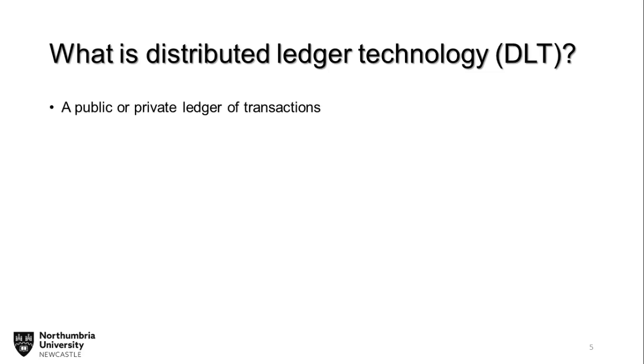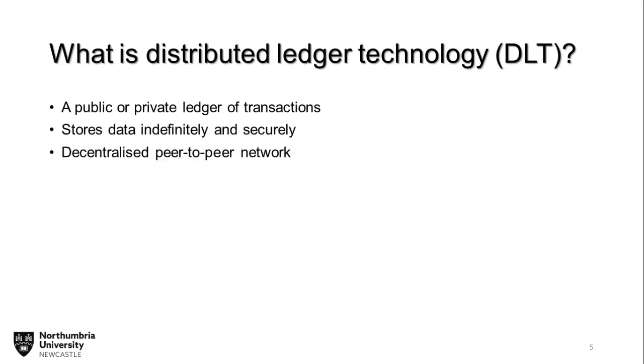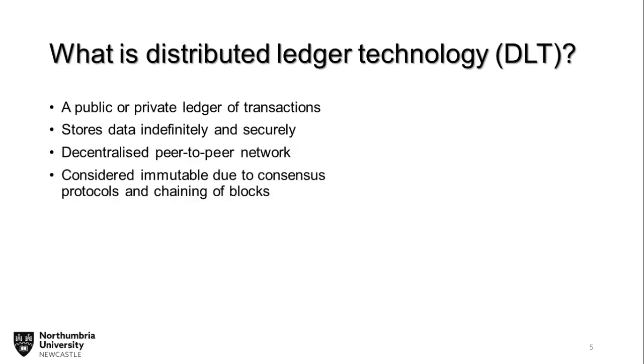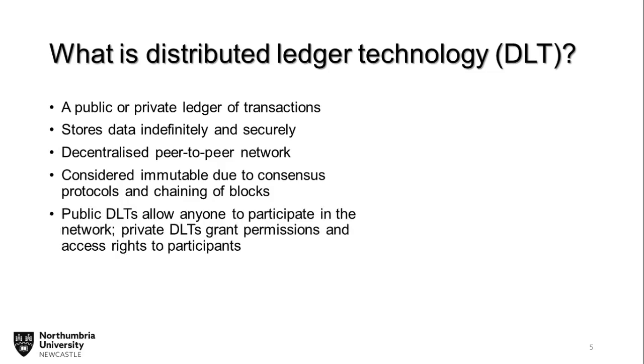So it can be a public or private ledger of transactions. It stores data indefinitely and securely. And the reason it does that is because it runs across a decentralized peer-to-peer network. It's considered immutable due to the consensus protocol. So all the mathematical calculations that take place for the transactions to be validated and the chaining of the blocks mean that it's very hard to change once a transaction is added to the ledger.